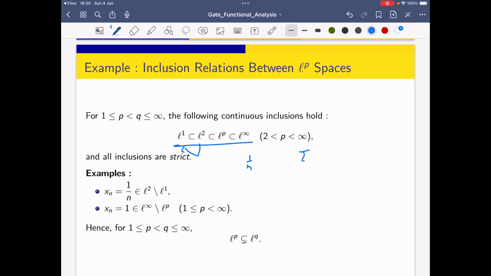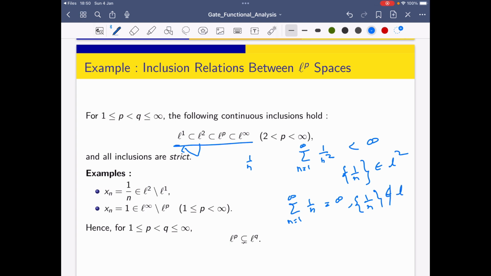So if you take the summation of 1 over n square, n equal to 1 to infinity, this is actually finite. So this implies that the sequence 1 by n belongs to L2, right? But if you take the sum of 1 over n, this is actually infinite. So this implies that the sequence 1 over n doesn't belong to L1, right? So this is actually a strict inequality. That means L1 is strictly contained in L2.